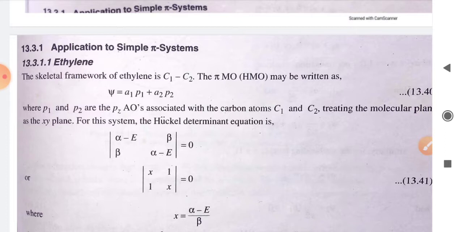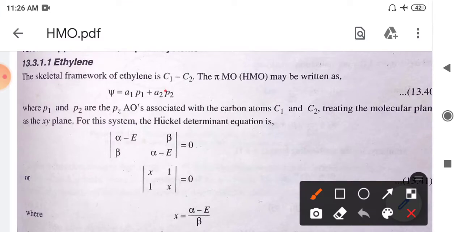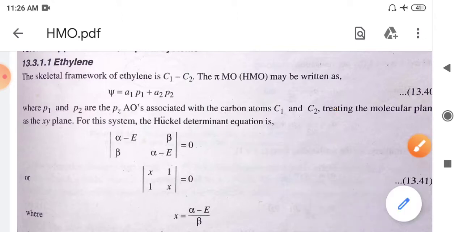And also ethylene and 1,3-butadiene. We know that ethylene has 2 carbon atoms, 1,3-butadiene has 4 carbon atoms, and the benzene ring has how many? 6 carbon atoms. So all of these three systems are of what? Even carbon atom systems. So in order to have some knowledge about odd systems, we also try to see the propylene or allylic system.